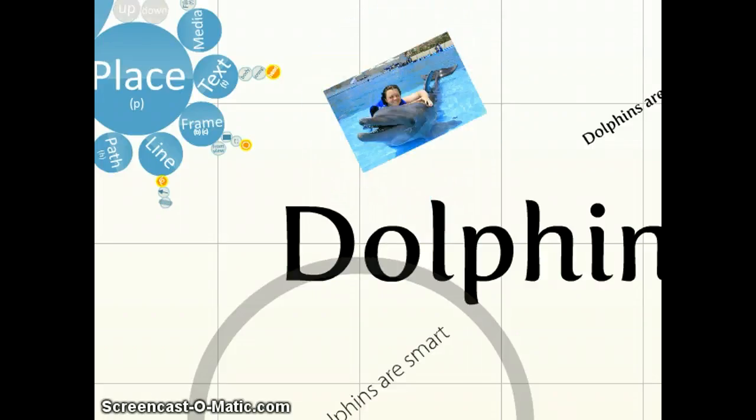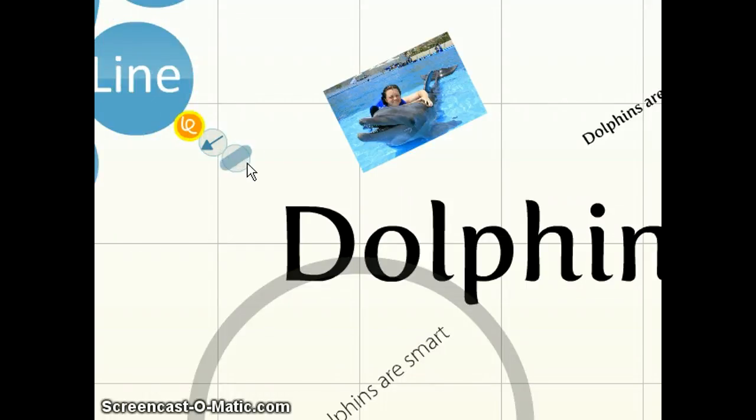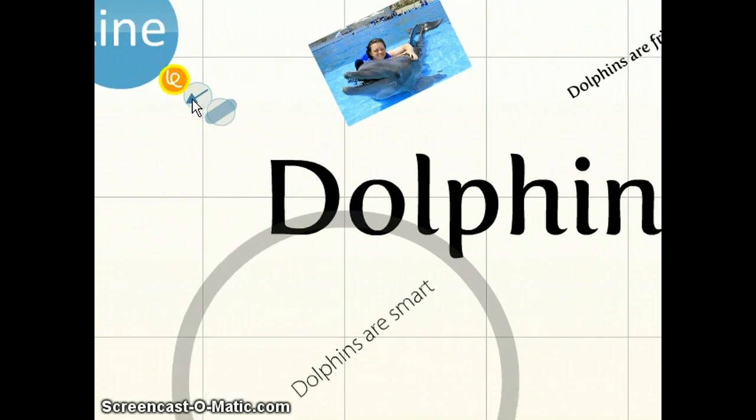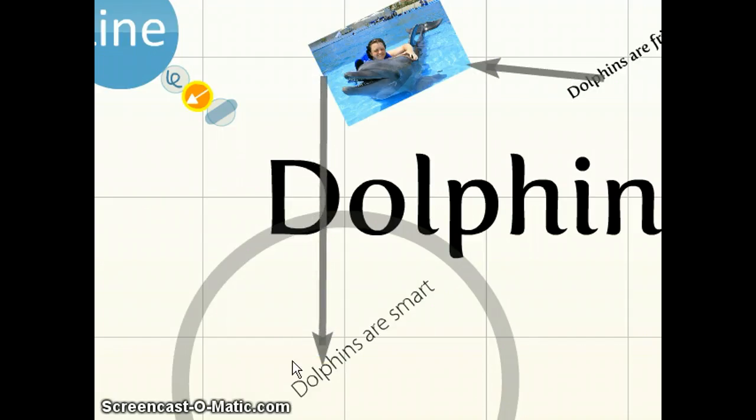Okay. The next thing I'm going to talk about is the line bubble. So if you click the line, you have 3 different choices. You have a squiggly line, a straight arrow, or this thick, almost like a marker type line. So for argument's sake, I'm just going to choose this arrow right here. And I can draw from dolphins are friendly to the picture, and from the picture down to dolphins are smart, if I just wanted to see how I wanted to present my presentation.